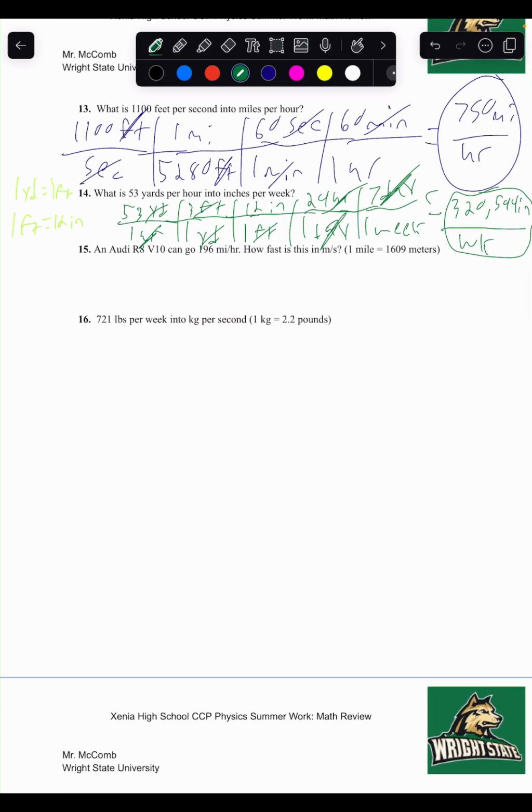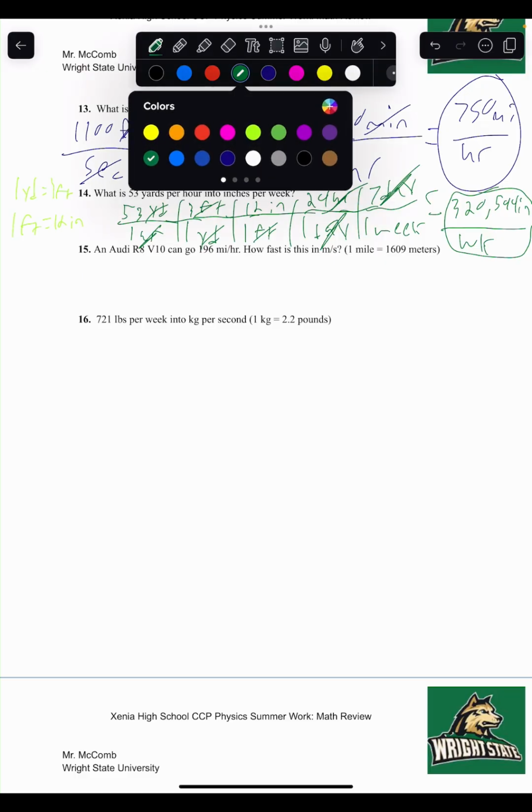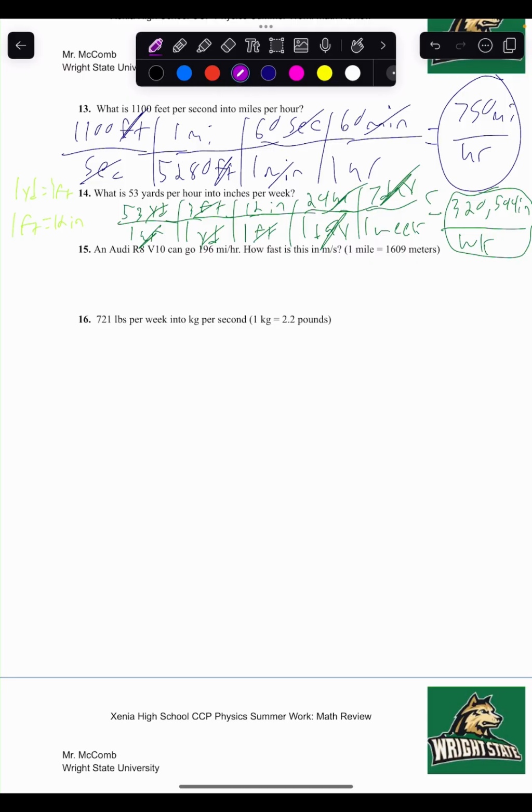Okay, 196 miles per hour in meters per second. This is similar to one that we did a minute ago. Let's do it in purple. 196 miles per hour. I want it in meters per second. Miles here means miles goes here. So 1 mile is 1609 meters.